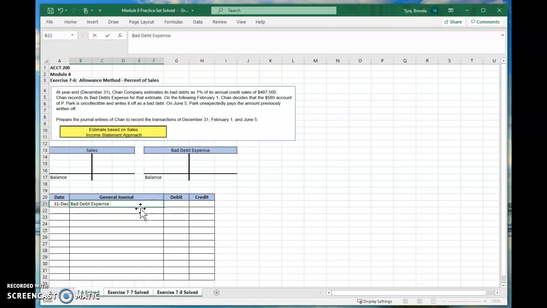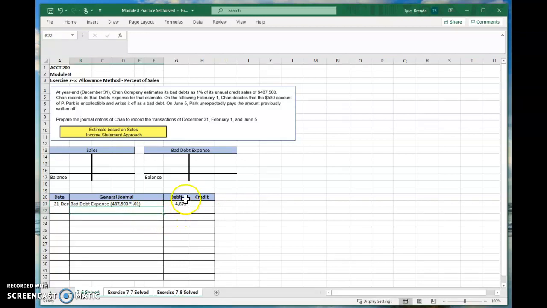And just so that you remember how we came back at it, if you need to take a look at it, this one is 487,500 times 1%. So let's just go times 0.01. We don't subtract anything. Remember, the income statement approach, we simply take the credit sales times the percentage that we believe will not be collected. So over here in our debit, I'm going to say 487,500 times 0.01.